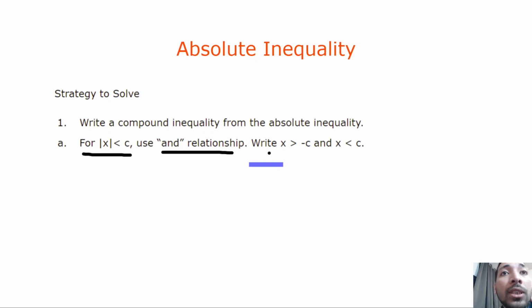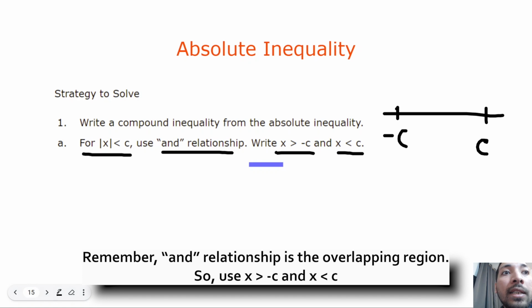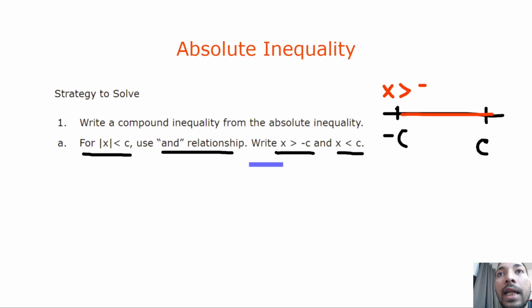And if it's an AND relationship, we know that we have x greater than the negative value and x less than the positive value. Meaning, let's say over here we have this negative c and over here we have this positive c. Because the intersection is this overlapping region, it has to be x greater than negative c and x less than positive c. So that's what we'll do for this AND relationship. And this is what we have when the absolute value of x is less than a constant or any number.